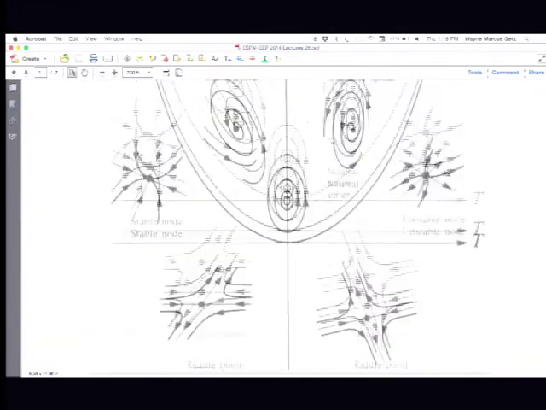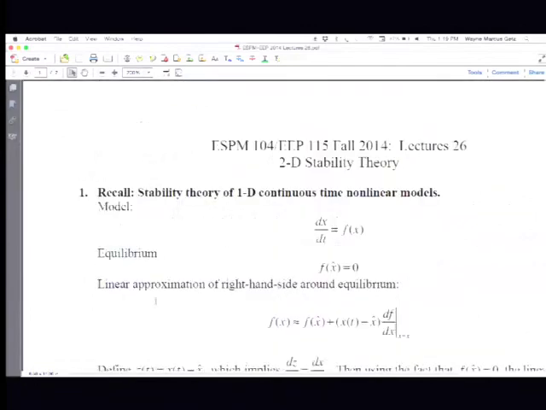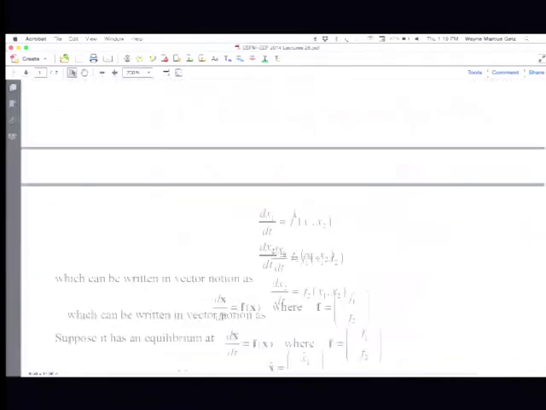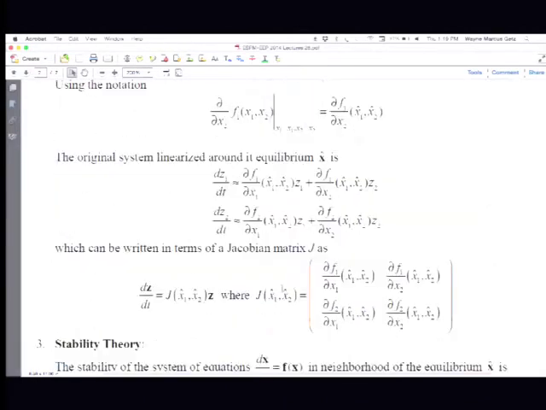So this is what I require you to know. I require you to know the following. If you've got a nonlinear system in 2 dimensions, and you solve for an equilibrium, and you want to know what its stability properties are, then you generate the Jacobian matrix, evaluated at equilibrium, and you find its eigenvalues.